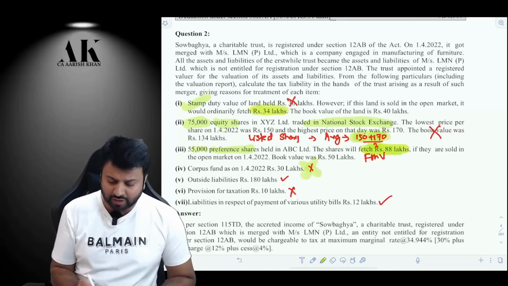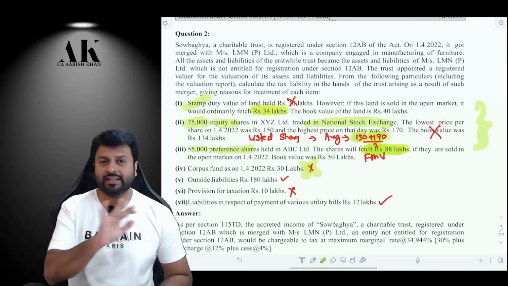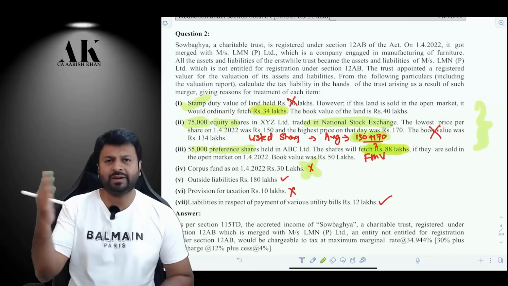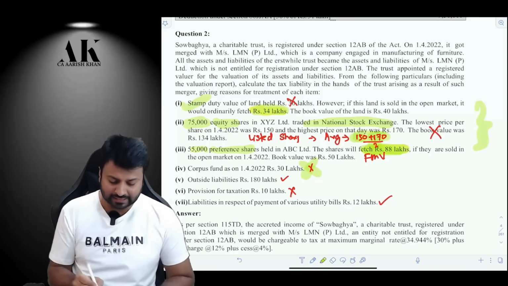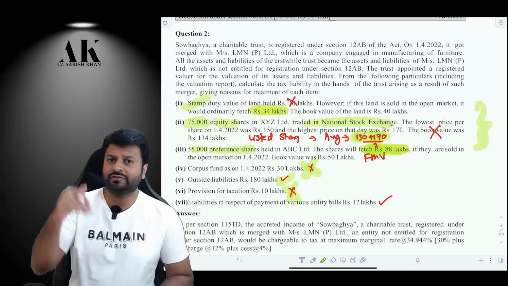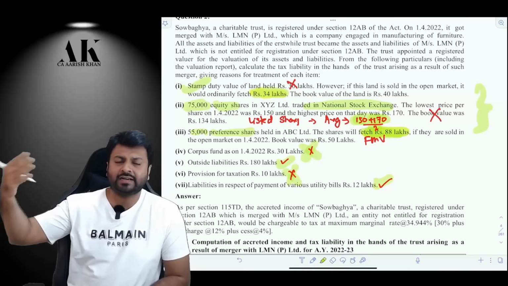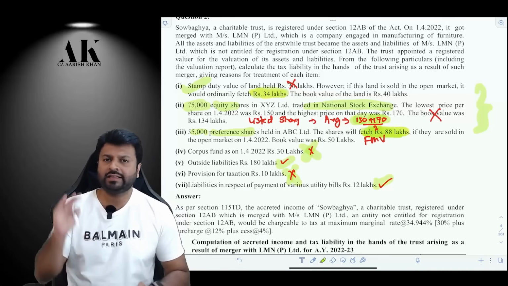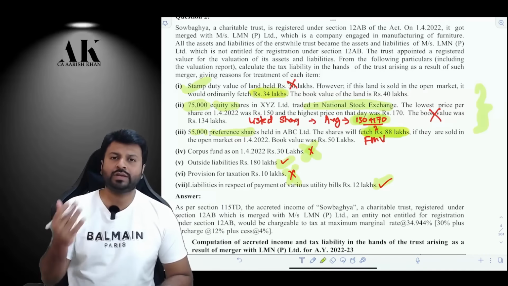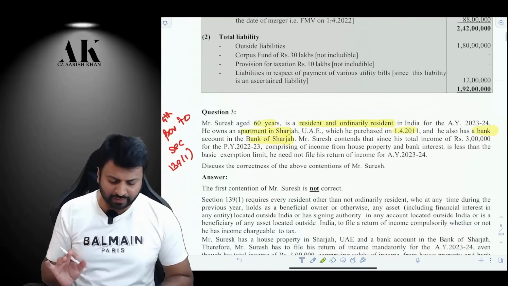Now, corpus fund you are not supposed to consider. Assets are over. Only 3 assets are there. Corpus fund you are not supposed to take because capital and reserves are not part of what? Exit tax. Then outside liability you are supposed to consider. Provision for tax is not allowed to be taken in the list of liabilities. Then the other utility bills which you have not paid for electricity, for rent, etc., those outstanding bills also you can take in the list of liabilities. Okay. After you do all these things, you will get your accreted income. On that apply 34.944% tax.